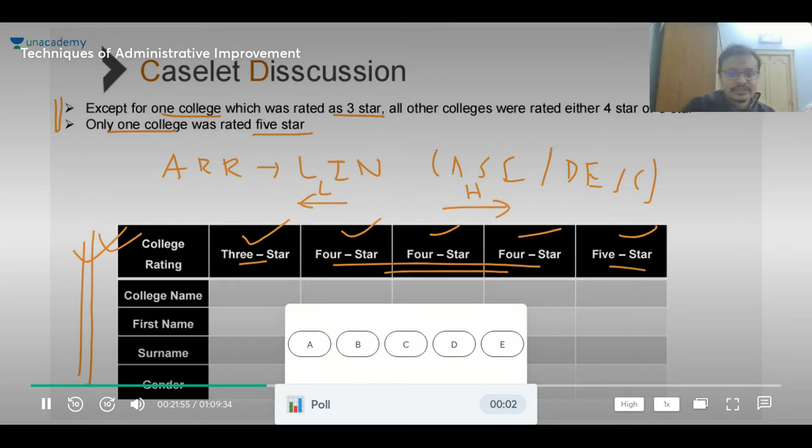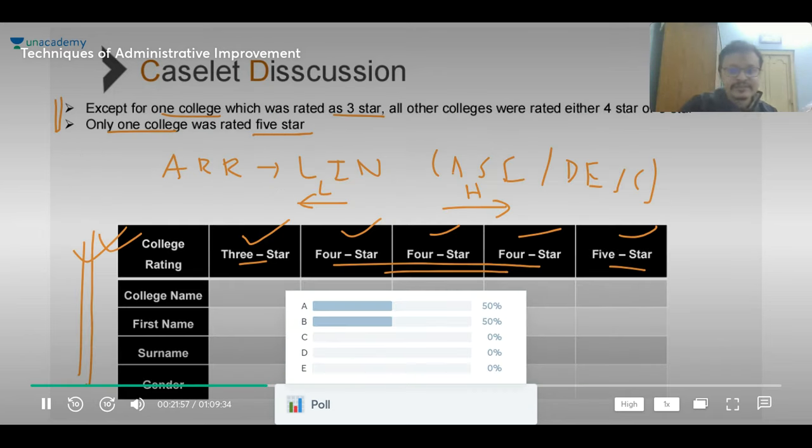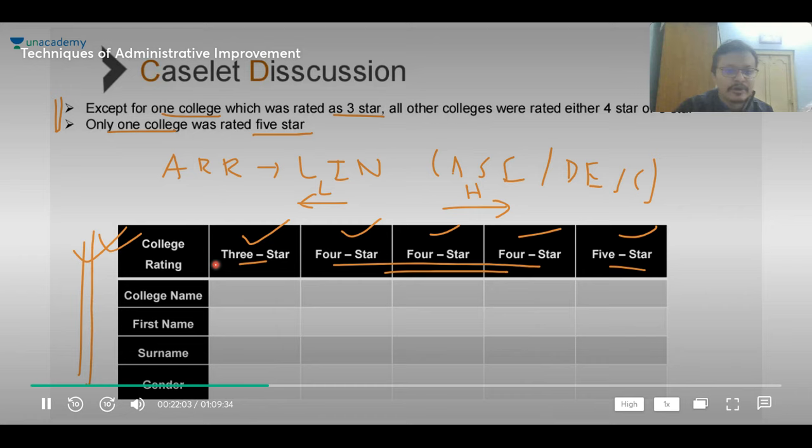So now let us look at how to go about solving this set. So the first thing we've done is we've kept a column header as the college ratings, because that is something you can arrange in a linear sequence. So anything which says lower ratings would be to the left, higher rating would be to the right. Also, the breakup has been given. One college rated as 3-star, one college rated as 5-star, which means the remaining three colleges are 4-star. So we've got 1 3-star column, 1 5-star column, and 3 4-star college rating columns.